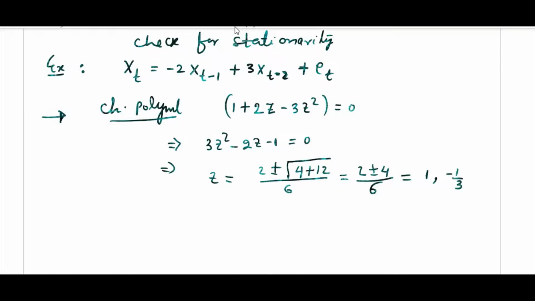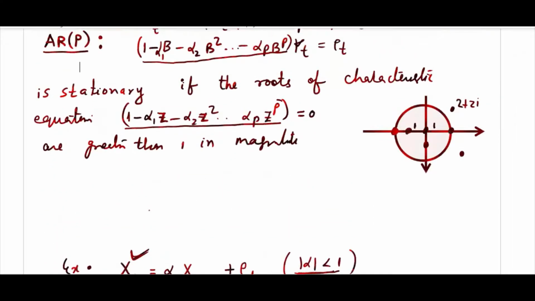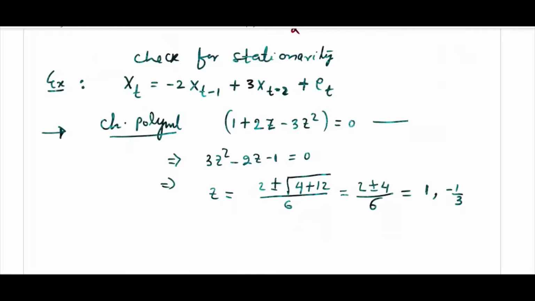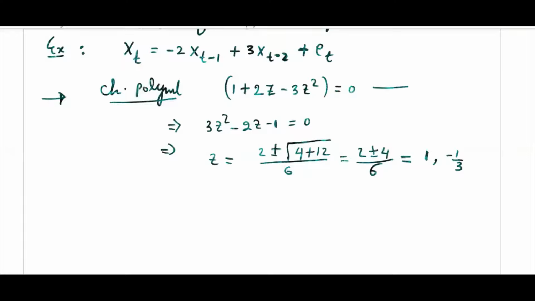So if these are the roots, then this will not be stationary, because both must be greater than 1 in absolute value. The modulus 1 is a problem anyway. You can put 1 here and check. At least for 1 it will not be stationary. Even if it's on the boundary, it will not be stationary. It should be strictly greater than 1, then only it will be stationary. 1 is a case of an integrated process. We'll go to that later. So the other root is minus 1 by 3, it doesn't matter. This is not stationary. That is the conclusion.